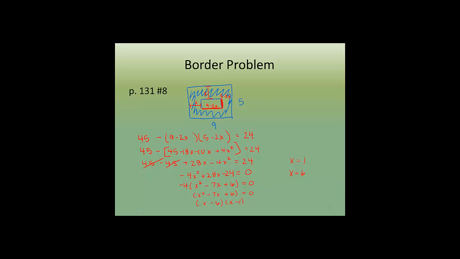If I substitute in x equals 1, so the width of my border is 1 foot in all four directions, it would leave my center to be 9 minus 2 times 1, or 7, and then 5 minus 2 times 1, which is 3. So my center would be 21 square feet.